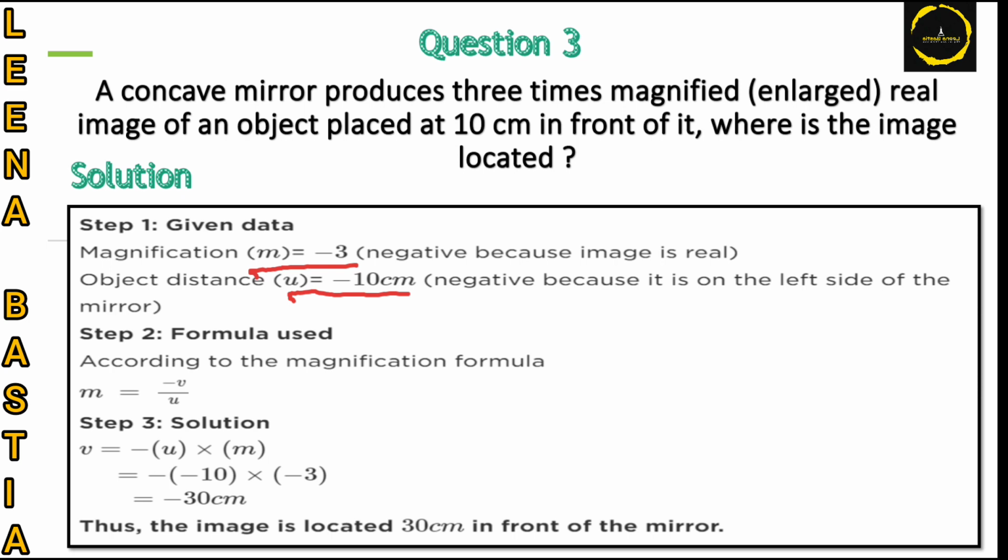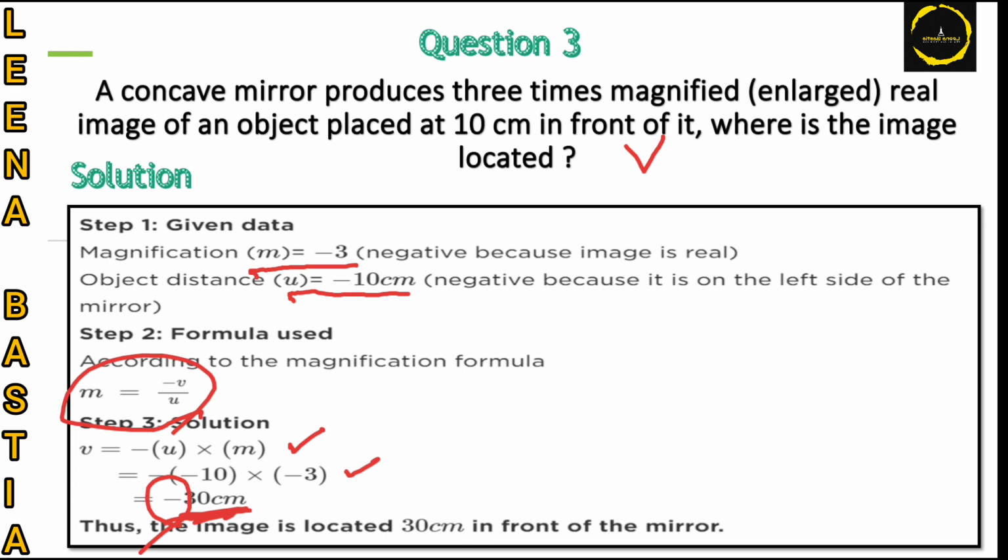Now we have to find out the V. We know that there is a magnification formula, M equal to -V by U. Now just substitute all the values that we have in the given data. V equals -U into M. So now substitute the value here. You will get, already we have minus, and U value is -10. Magnification value is also -3. Minus into minus will be plus, and the extra one minus is there. So V is -30. Now here you can see that the value of V is minus.